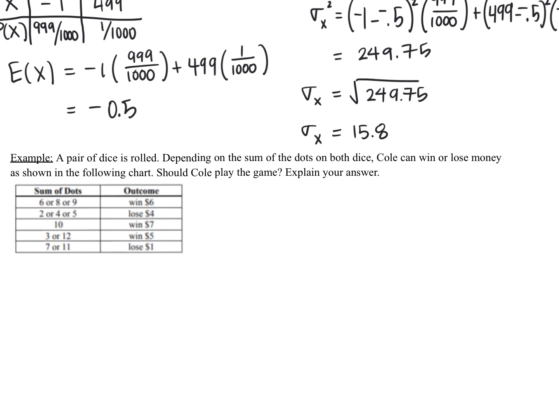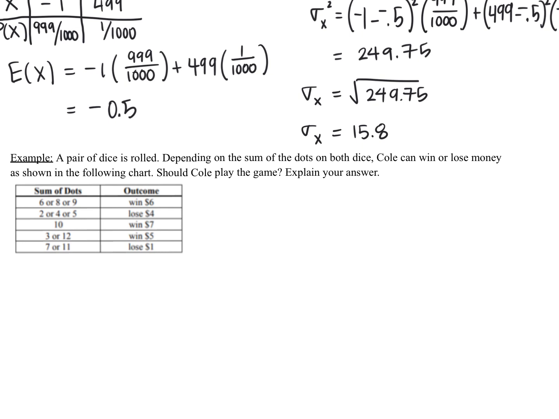Okay. Last example, we have that a pair of dice is rolled. Depending on the sum of the dots on both dice, Cole can win or lose money as shown in the following chart. Should Cole play the game? Explain your answer. So if we're trying to determine should Cole play the game, we want to know, will he win? What is his expected value when he plays the game? So we're going to find our mean.